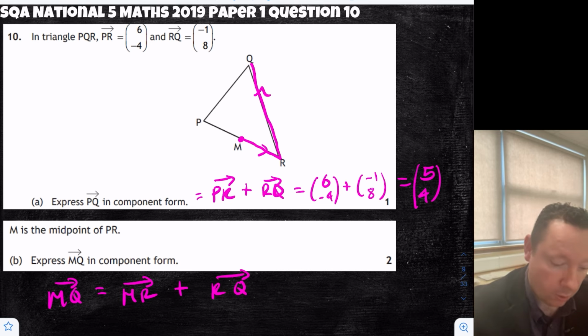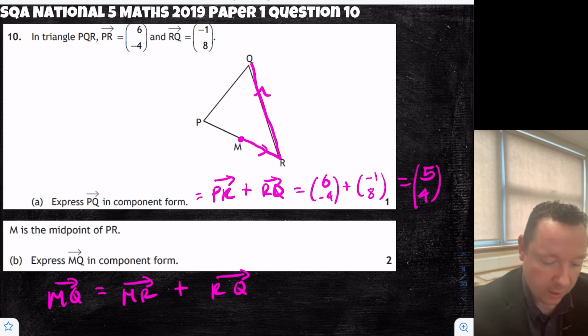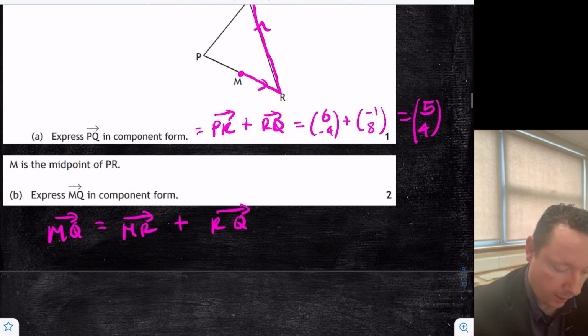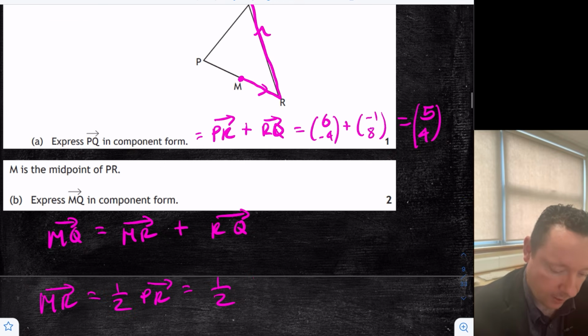Now we already know what R to Q is, it's (-1, 8), so we need to find out what MR is. It should be obvious that M to R is a half of P to R. So we can write down that M to R equals a half of P to R, which equals a half of (6, -4). So just half in both the numbers, that's (3, -2).